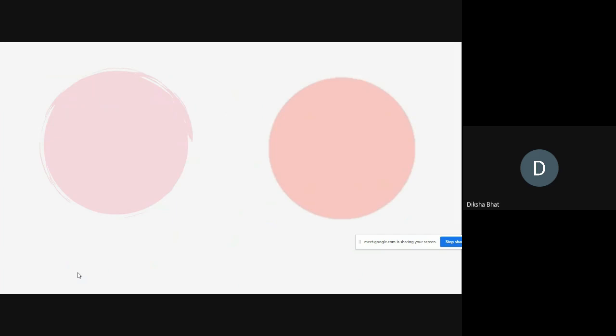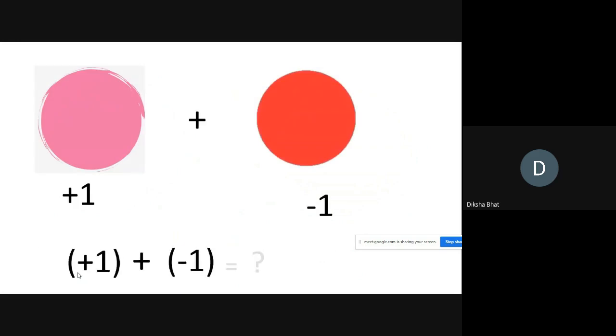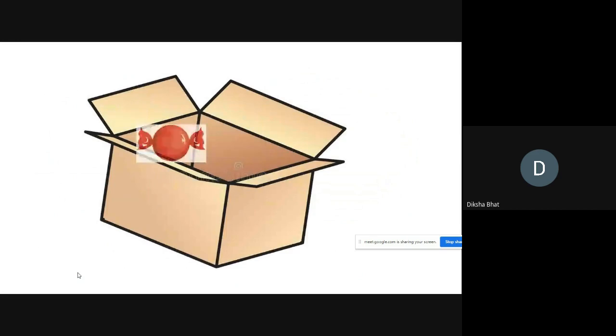Okay. So here, now we have buttons of two different colors, pink and red. The pink button denotes positive 1 and the red button denotes negative 1. One pink button and one red button form a neutral pair which has a value 0. So suppose there is a box and there are 3 chocolates in it. If I remove all 3 chocolates, how many chocolates will be left in the box? 0 chocolates. Correct. Moving on.